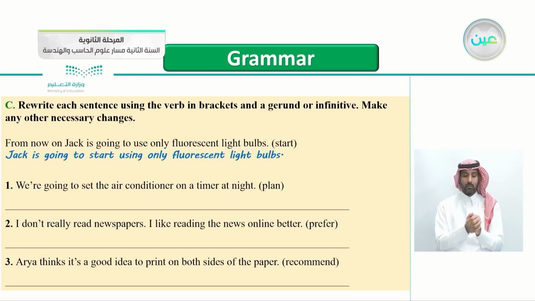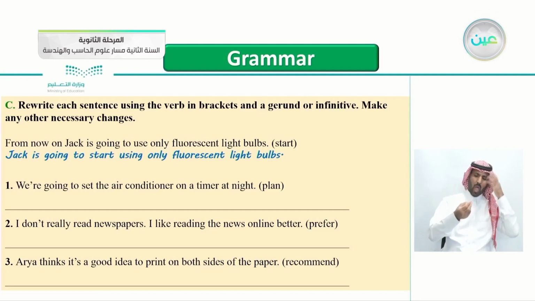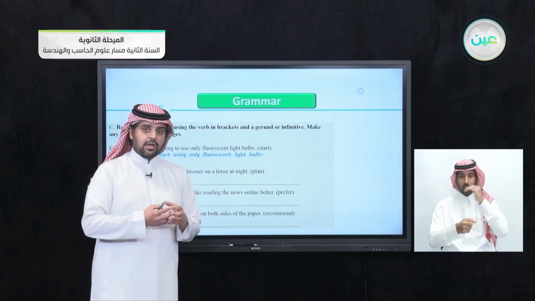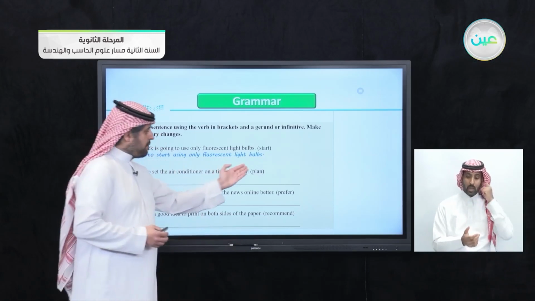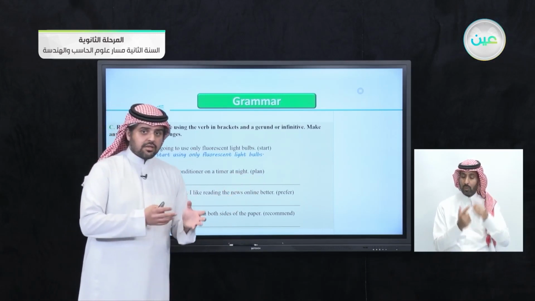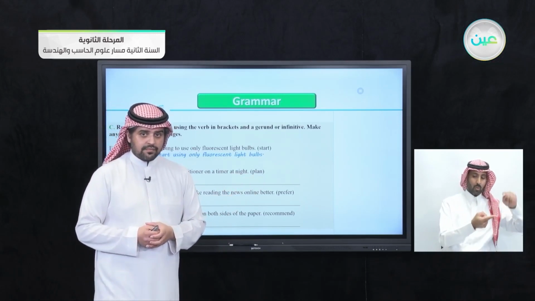So again, we have to rewrite the sentence using the verb in brackets and to put it with a gerund or an infinitive. Number 1, we are going to set the air conditioner on a timer at night, and the verb is plan. So rewrite the sentence, come up with a sentence with the same idea using the verb plan here, and don't forget to use gerund or infinitive.